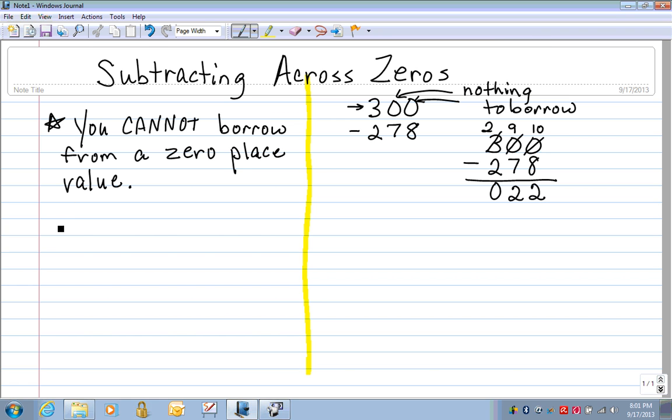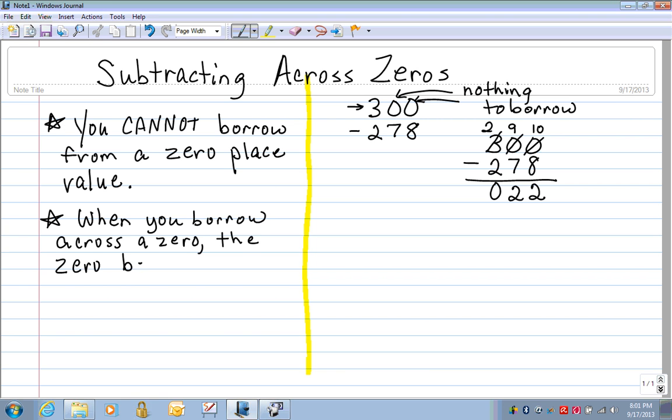The next important note to always remember is when you borrow across a 0, the 0 becomes a 9. Very important to remember. Because, for example, 300 is 299 plus 1.